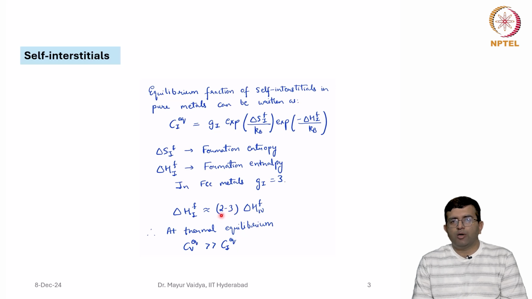Therefore, at thermal equilibrium, you will see that the vacancy concentration is much more than the concentration of the self-interstitials. So in metals, self-interstitials are more prominent when you have an external source, like radiation falling onto your material, or in semiconductors, as we will see later, where the structure is less densely packed and therefore the self-interstitials can be more easily accommodated.